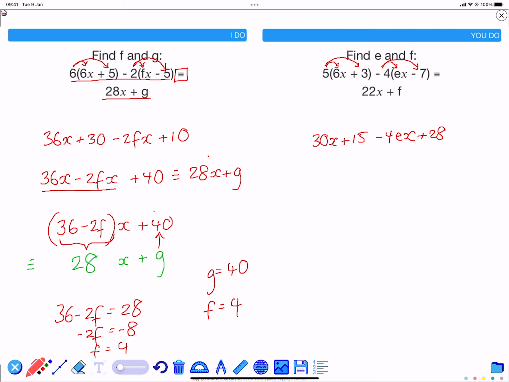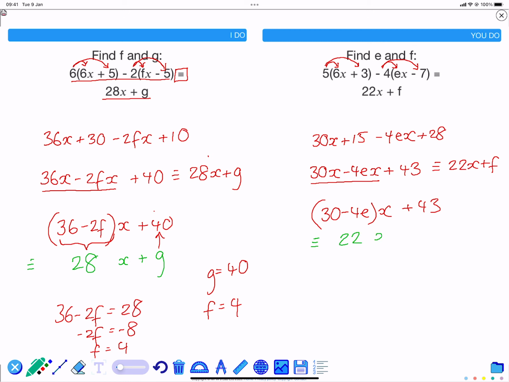Simplifying by collecting like terms, 30x minus 4ex plus 43 is now identically equal to the right hand side of my identity, which is 22x plus f. Factorizing out x, I get (30 minus 4e)x plus 43. And this is identically equal to 22x plus f. f is now easy to read off, that f must be 43.